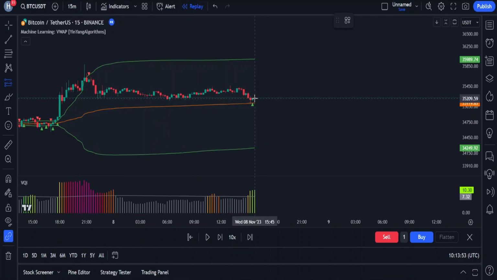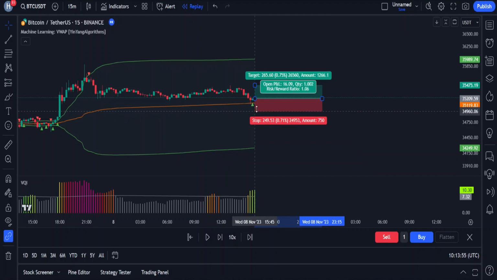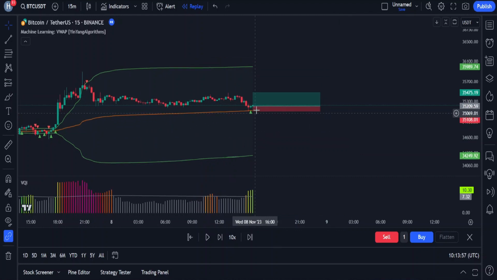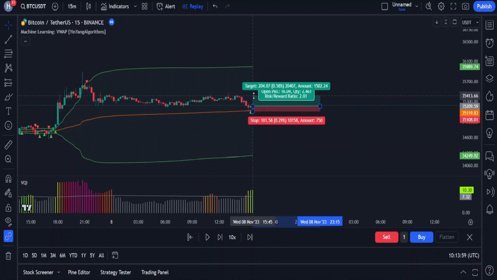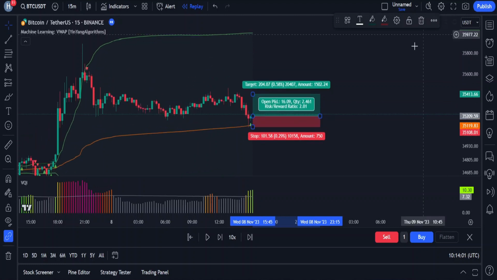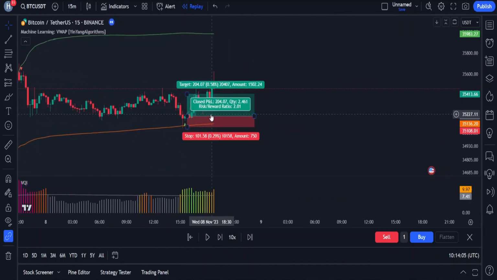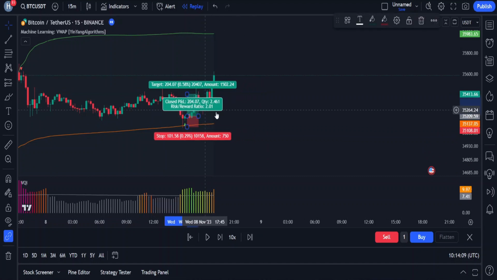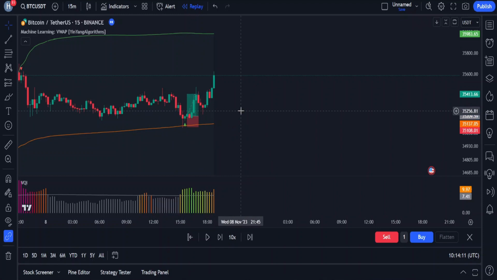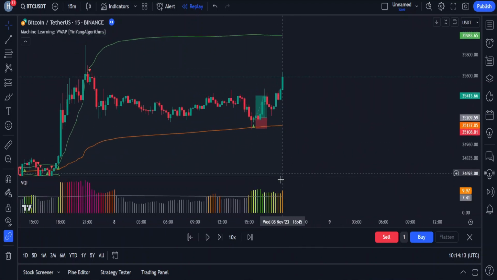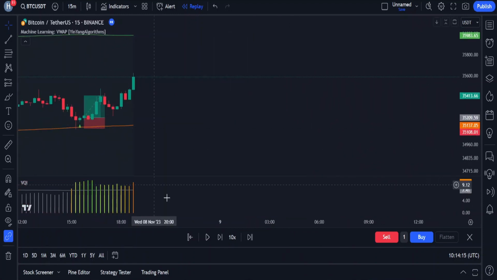So I will open a buy position here. The stop loss will be set at the recent swing low, and the take profit target will be set at 2 times the risk. Now, let's see if the price will hit our target or not. Once the price reaches the upper VWAP band, adjust the stop loss to break even. I hope you have understood the rules for entering a buy trade using this strategy. Now let's go through the rules for entering a sell trade using this strategy.